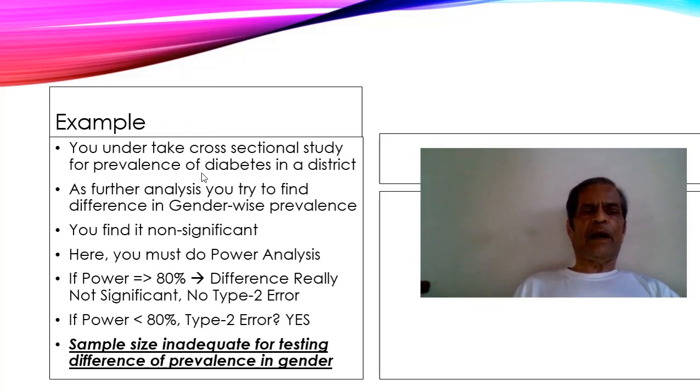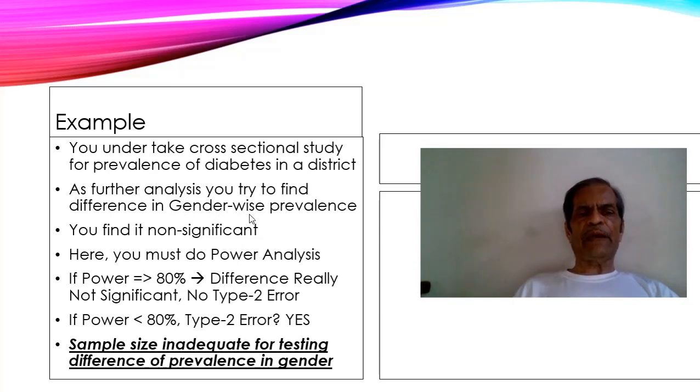So this was the primary objective for which the sample size was determined or advised by the statistician. As a part of further analysis, you try to find out the difference in the gender-wise prevalence. You make subgroups in the sample, gender-wise subgroups, occupation-wise subgroups, age-wise subgroups, and you try to find out the prevalence of diabetes in each. We made many subgroups depending on the gender, age, residence, and so forth. But let us take this one example of gender-wise prevalence.